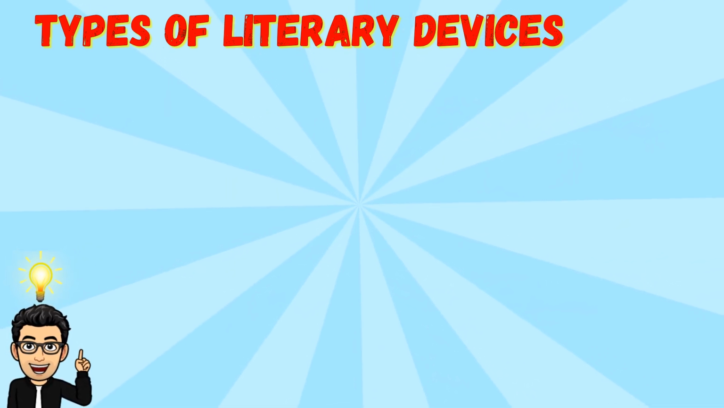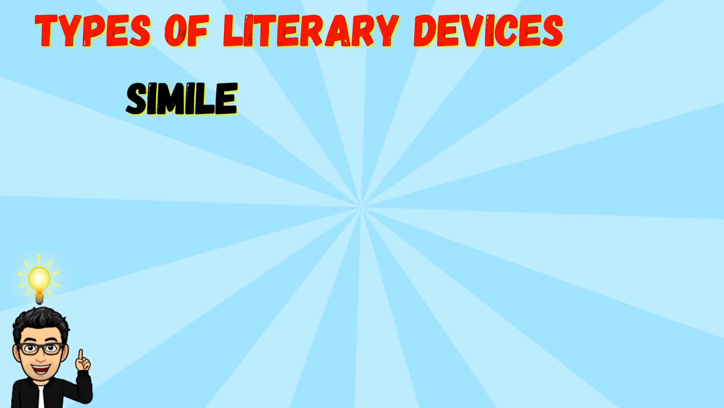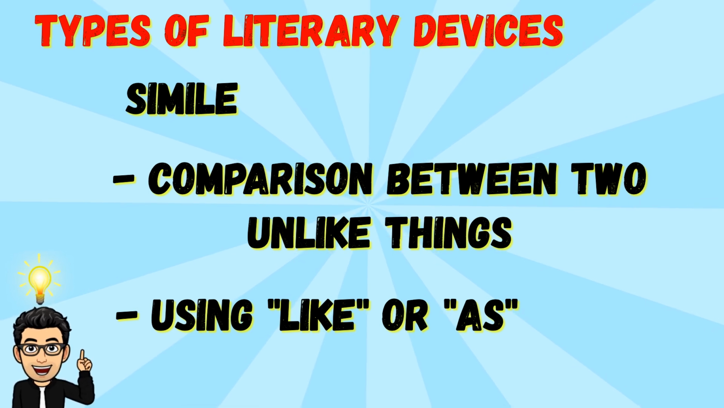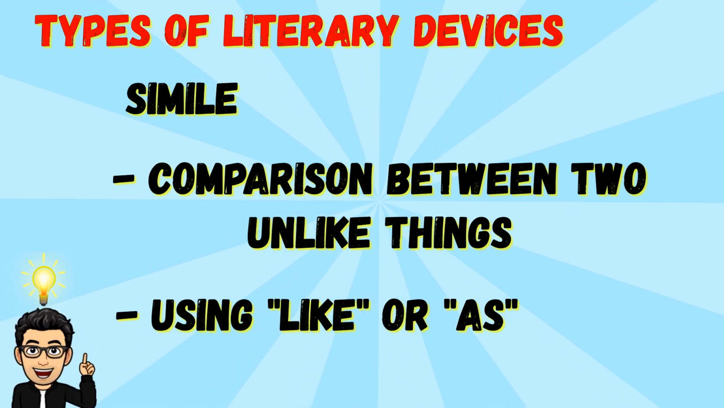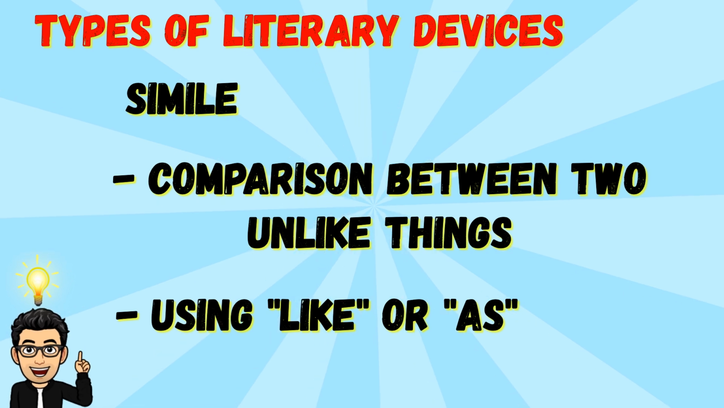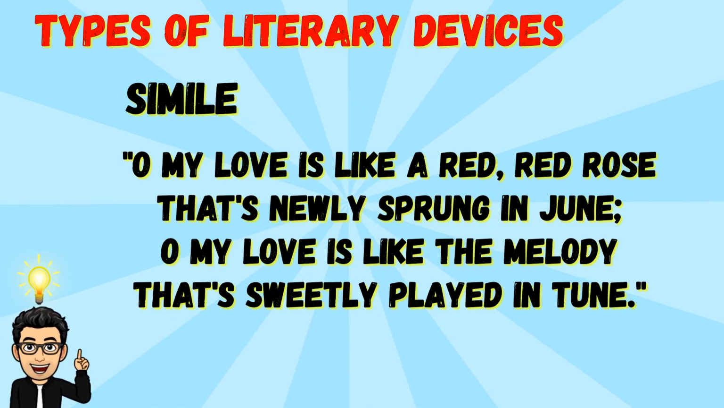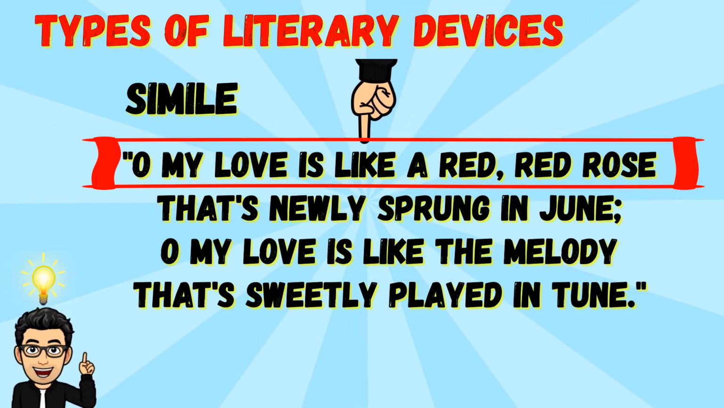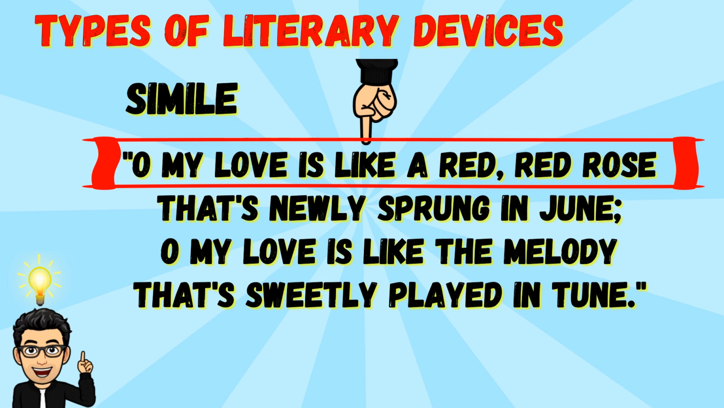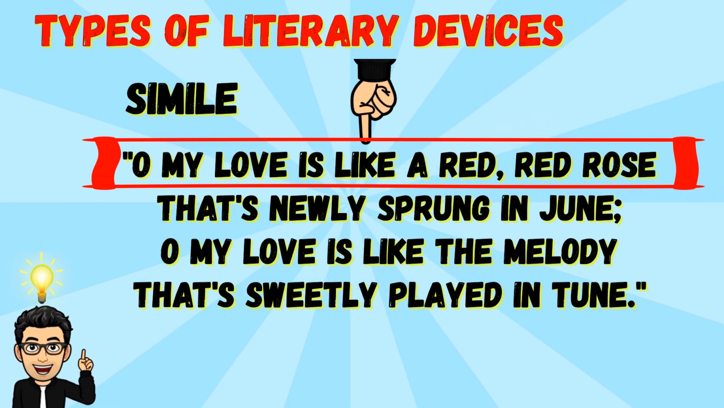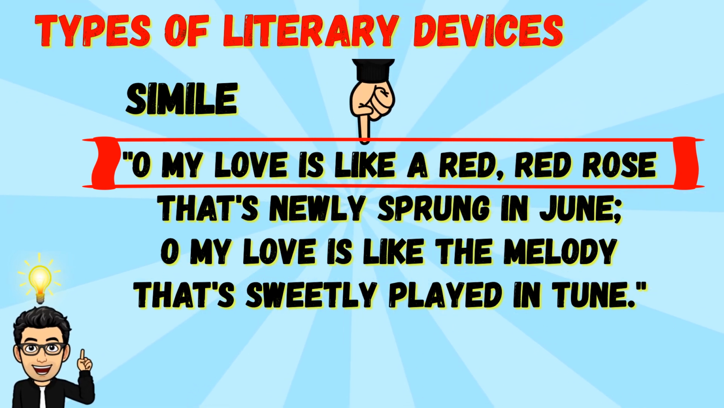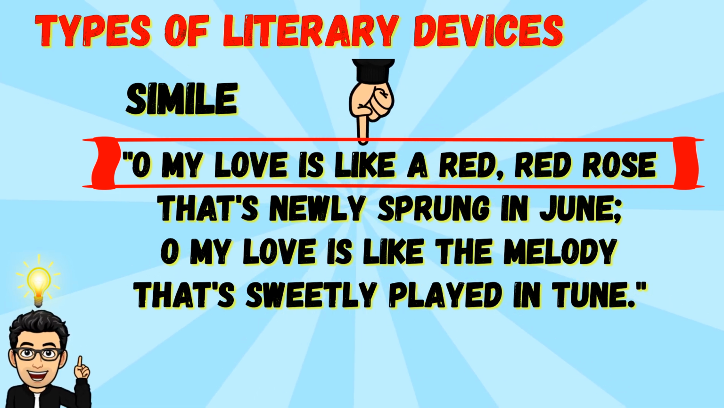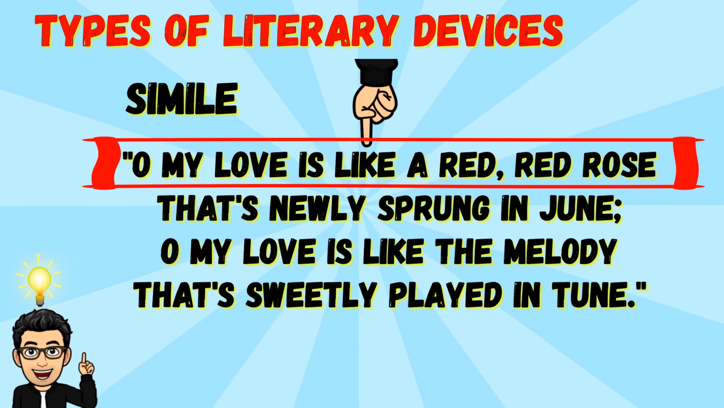Next is simile. Simile is a comparison between two unlike things using like or as. Here's an example of a simile from the poem A Red, Red Rose by Robert Burns. In this poem, Burns compares his love to a red, red rose using the word like. The simile emphasizes the beauty, freshness, and vibrancy of his love, much like a rose that has just bloomed in June. By comparing love to a rose and a melody, Burns creates a vivid image and a sense of harmony in his expression of affection.